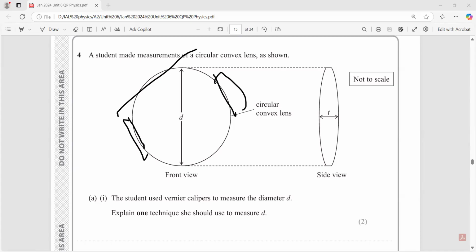So mention which error, and how the technique reduces it. One mark is for mentioning the technique. For example, if you mention check for zero error and then place the object between the jaws, and that will reduce the systematic error, that will score 2 marks. Or if you mention place the object between the jaws, measure from different orientations and take an average, which will reduce the random error, that will also be 2 marks. 1 mark is for the technique, 1 mark is for which error will be reduced.